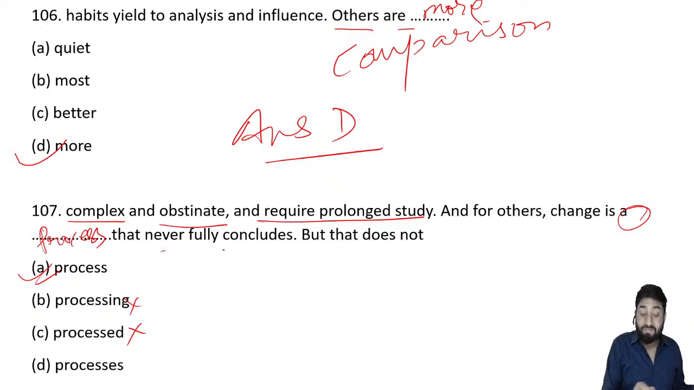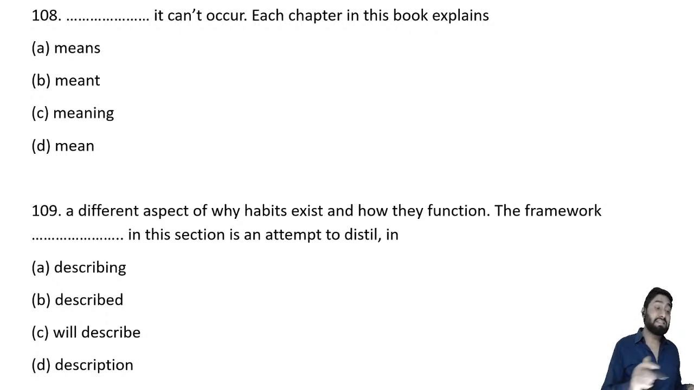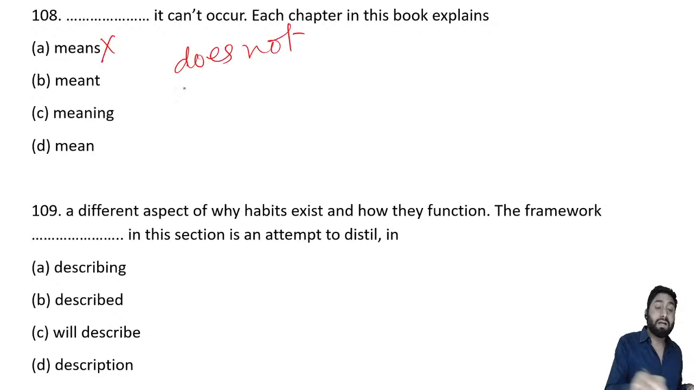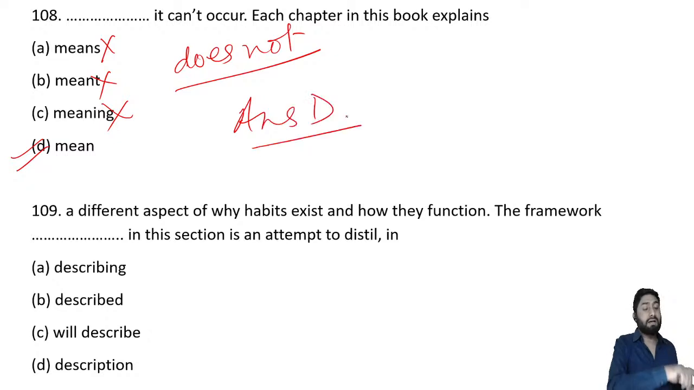The process that never fully concludes, but that does not blank, it can't occur. That does not mean it can't occur. That does not means. So the means नहीं हो सकता क्योंकि does not लगा है पीछे, हमने देखा. So that does not meant हो नहीं सकता, meaning हो नहीं सकता. Mean is the answer. So the answer is D. That does not mean it can't occur.